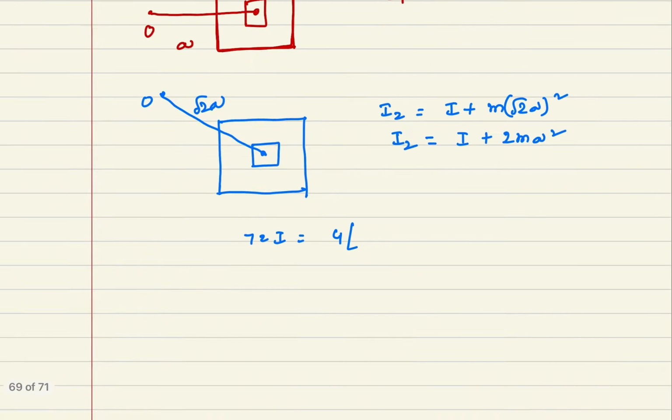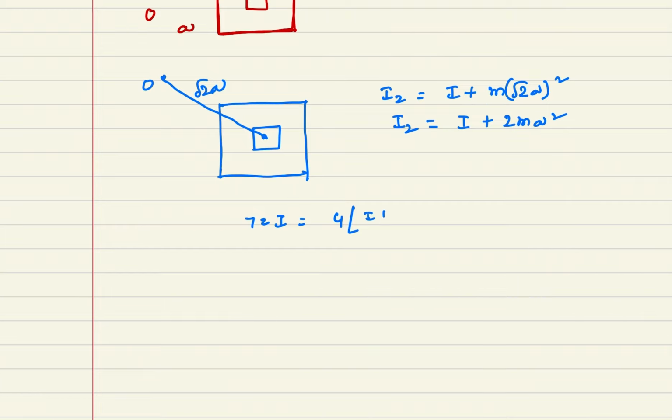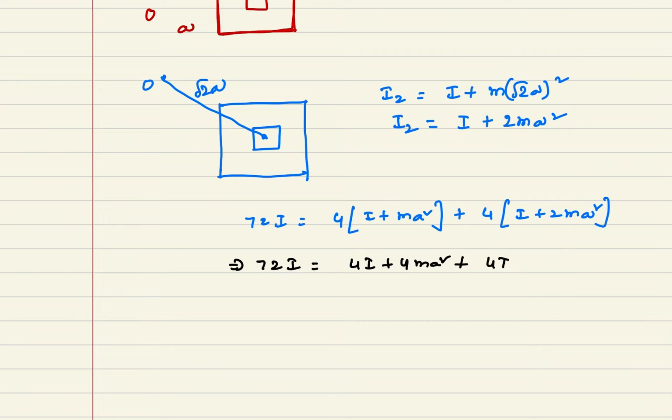72I is equal to 4. I1 value is I plus ma square, plus 4 times the I plus 2 into ma square. Okay, you can observe that 72I is equal to 4I plus 4 ma square plus 4I plus 8 ma square. Now 4I plus 4I is 8I, so you can write 72I minus 8I is equal to 12 ma square.